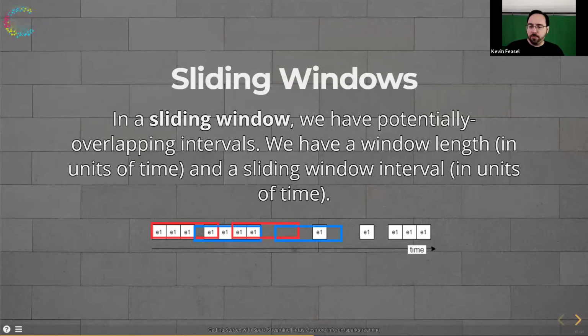Incidentally, what is interesting about the way that Spark implements this is that under the covers, it's the same method, it's just that there are two parameters. A tumbling window is a sliding window where the window length is equal to the window interval. So if you have a sliding window of 30 seconds and a window interval of 30 seconds, you just have a tumbling window. That is a clever way of getting two window types out of one function.